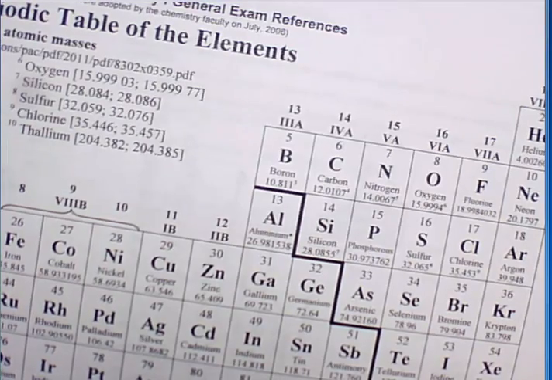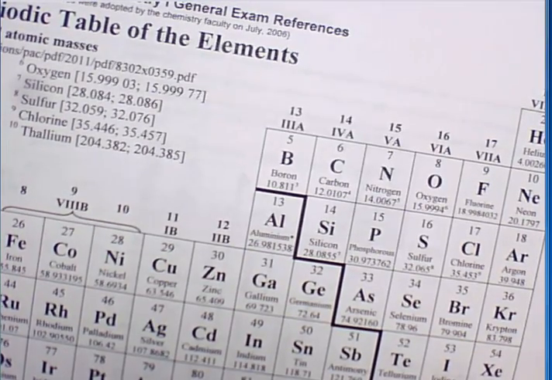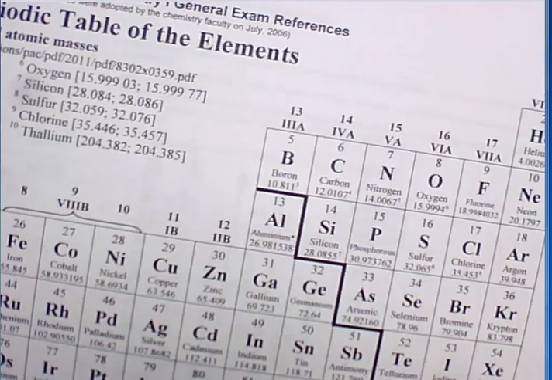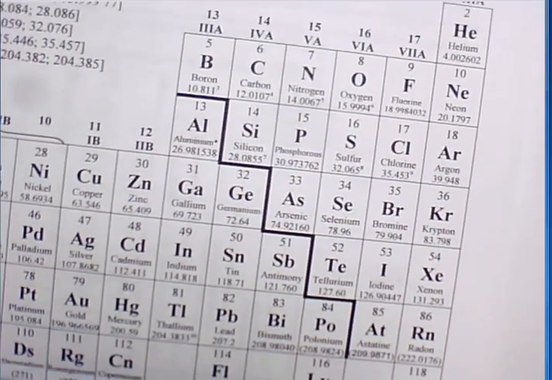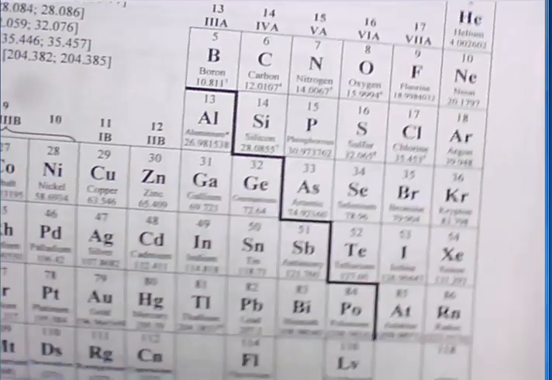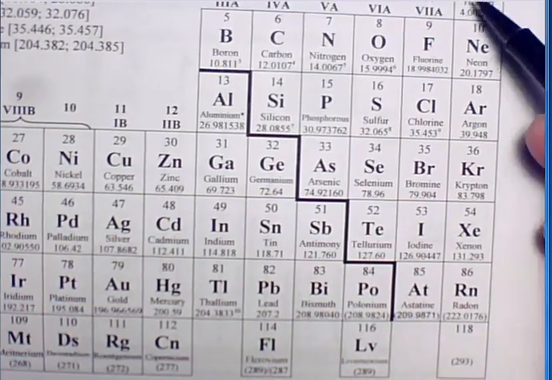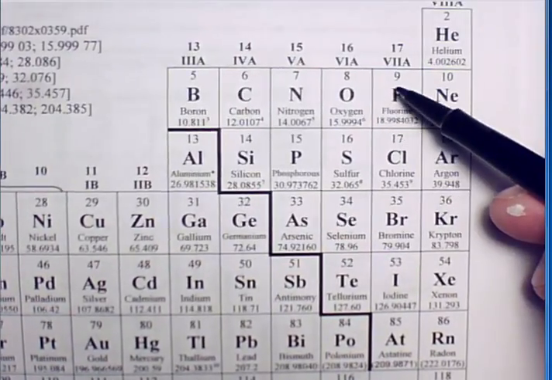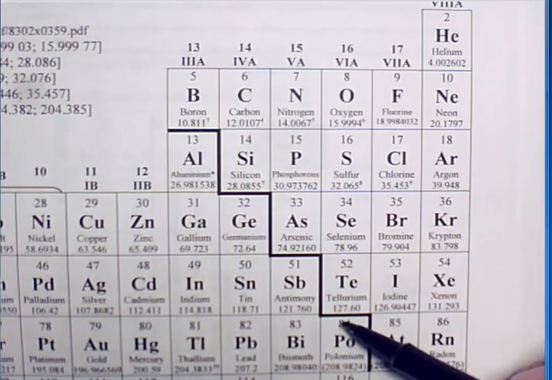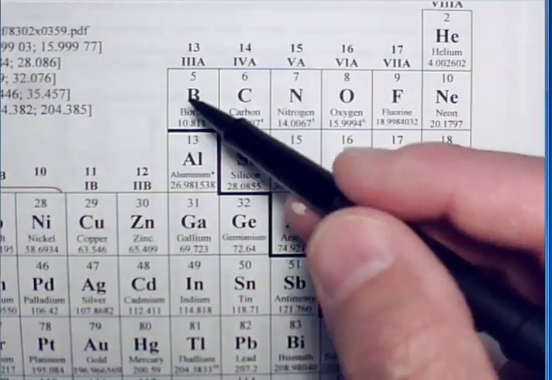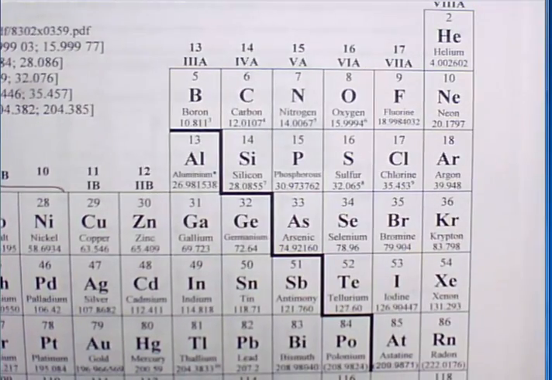You need to know those terms. All the elements in a column of the periodic table make up a family or group. Write that down in your notes if you didn't already know that. So the noble gas family is over here. The halogen family is right here. The oxygen family is right here. Nitrogen family, carbon family, and boron family.